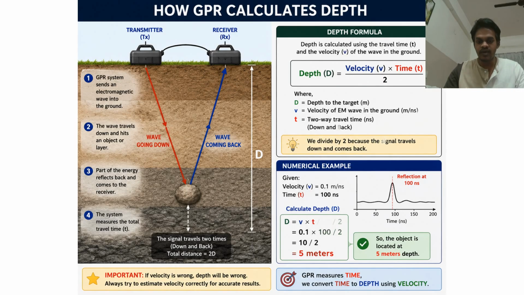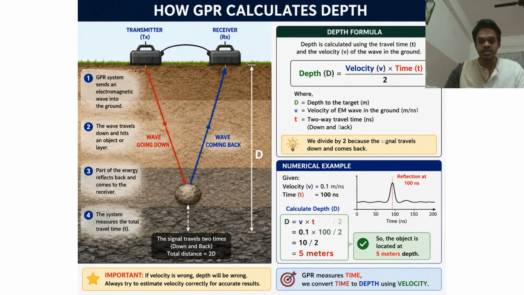Velocity means how fast the wave is traveling inside the ground. This usually depends on the material, like the soil type or the rock type, the content of water, like this. And time is what the GPR is actually measuring, and it is usually in the units of nanoseconds.